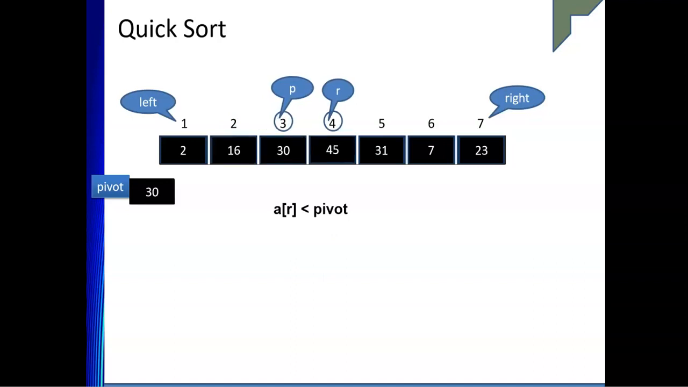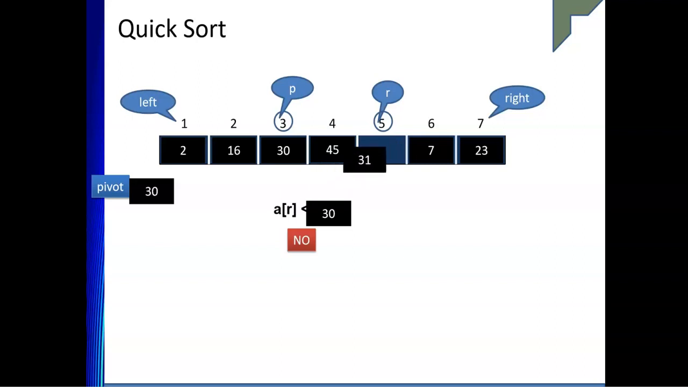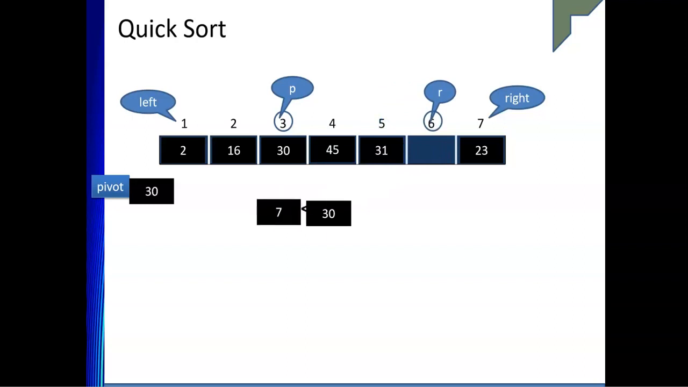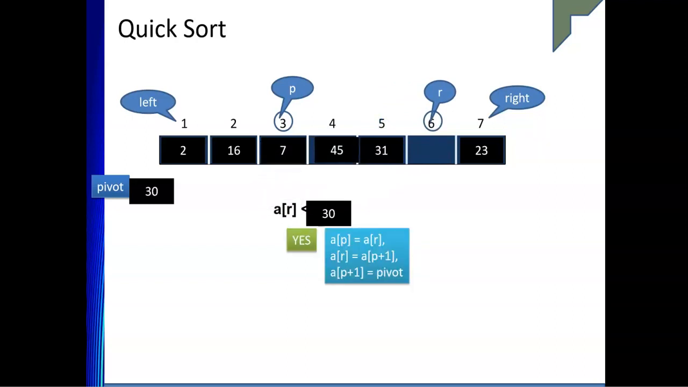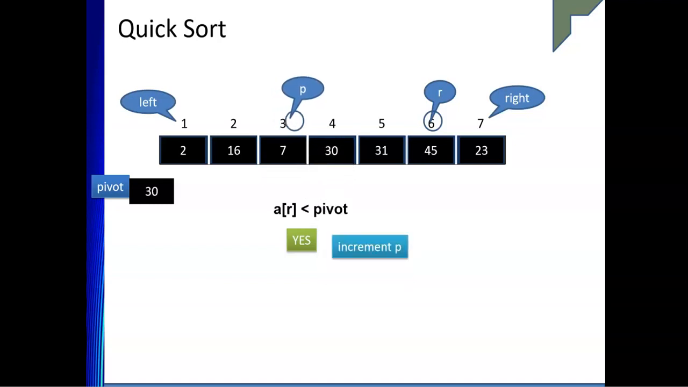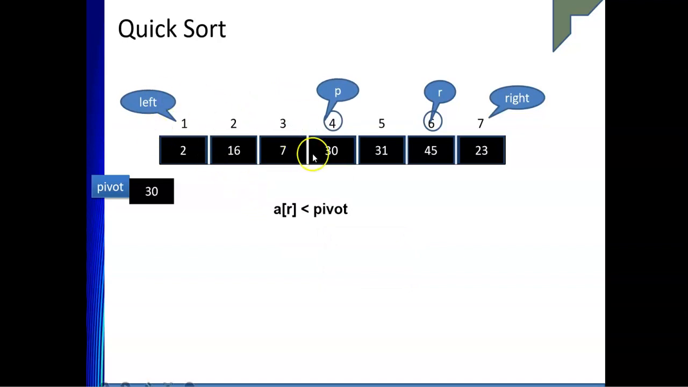Again with 45, it is not less, so it stays in the same position. Now I go with 31. Is it less? No, so it goes back. Now I take 7. Yes, 7 is less than 30, so I put 7 here. Now I shift 45 to this position, and then put 30 here. So I shift 45 to the position of 7, and now I have 30 here.